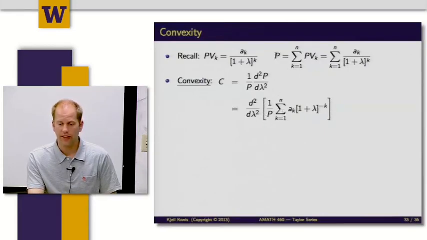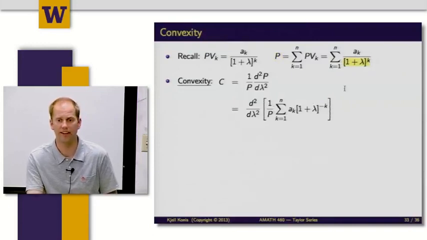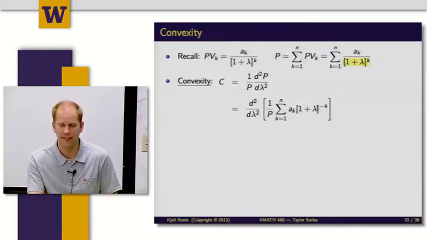And so I said the price was equal to this thing over here. And so I'm going to just put 1 over P times the price. And instead of having this in the denominator, I think I make fewer mistakes when I can use the power rule. So I write that as 1 plus lambda to the minus k instead.